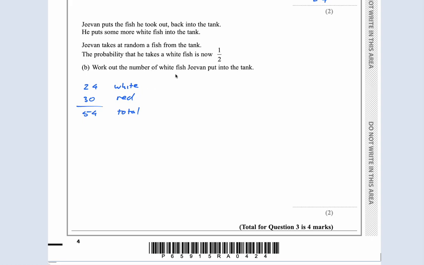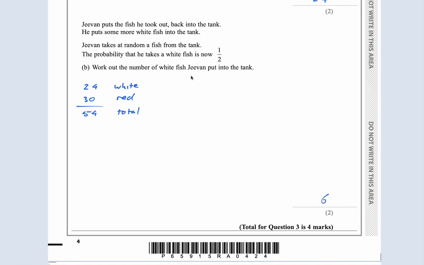Now you can kind of just use trial and error here if you want, guys. If he puts one white fish, he'll have 25 and the total will be 55. Does this equal a half? No. If he adds 2, he'll have 26 over 56. Is that a half? No. If he adds 3, 27 over 57, no. 4, 28 over 58, no. 5, 29 over 59, no. 6, 30 over 60, yes. If he adds 6 white fish, he'll have 30 over 60, which is a half. So the answer is 6. He should add 6 more fish.